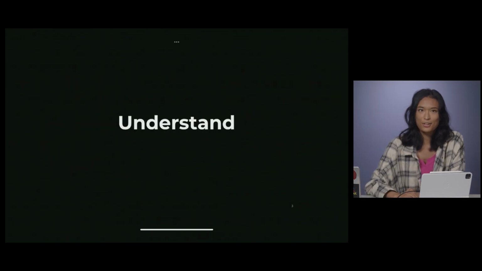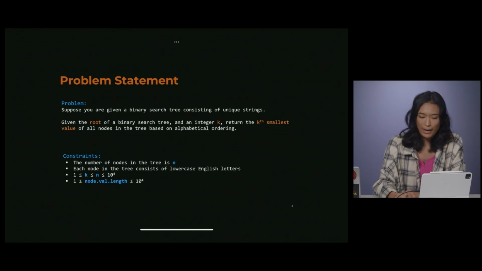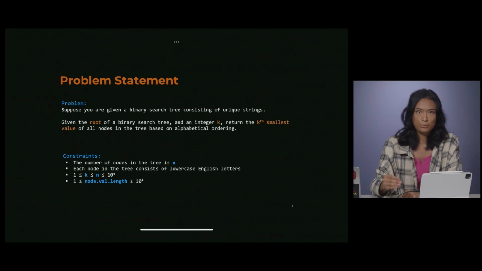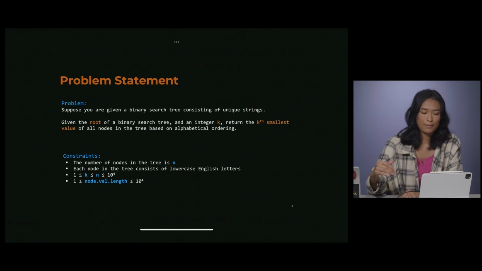All right, so let's get started with our problem statement. Suppose you are given a binary search tree consisting of unique strings. Given the root of a binary search tree and an integer k, return the kth smallest value of all nodes in the tree based on alphabetical ordering. And as you can assume, by alphabetical ordering, we mean A, B, C, where A is the smallest letter or value, and then it just goes on from there.